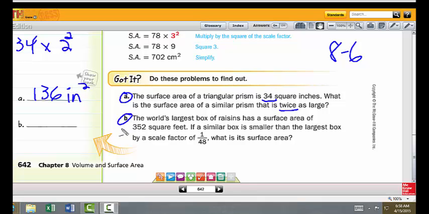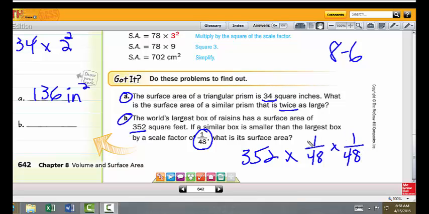In letter B, we have the world's largest box of raisins has a surface area of 352 square feet. If a similar box is smaller than the largest box by a scale factor of 1/48, what is the surface area? So in this case, we're going to have again 352 times our scale factor of 1/48, and that's going to be squared. And remember, when we square a fraction, it's 1 times 1, so it's going to be 1/48 squared here.